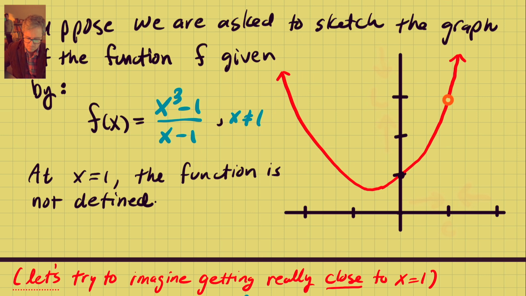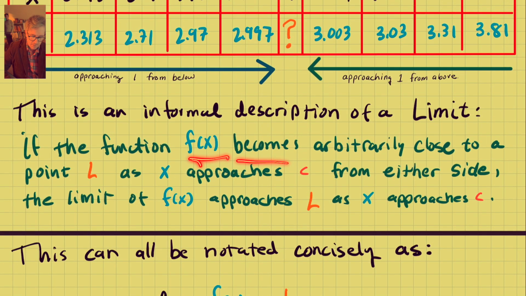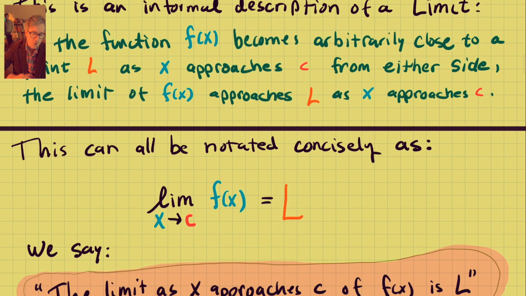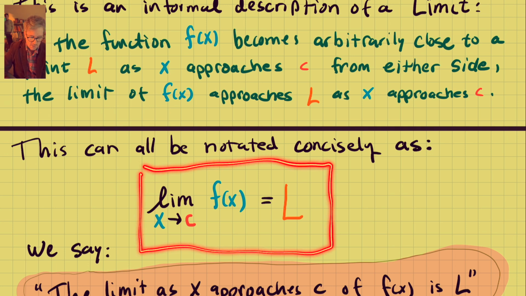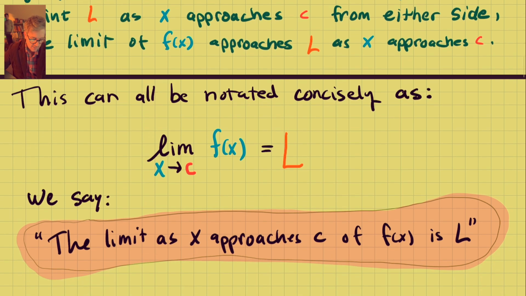It is very important to keep the L's and the c's straight as we go into the definition. c is the value on the x-axis that we're approaching that maybe isn't even in the domain of the function, and L is the value that the function approaches. So if the function f becomes arbitrarily close to a point L as x approaches c, then the limit of f is L as x approaches c. This can be notated concisely: the limit as x approaches c of f of x is L. This is the notation that's most widely used to denote limits.